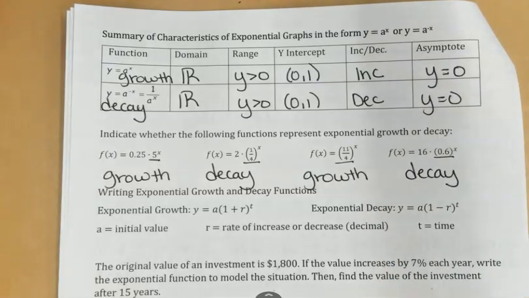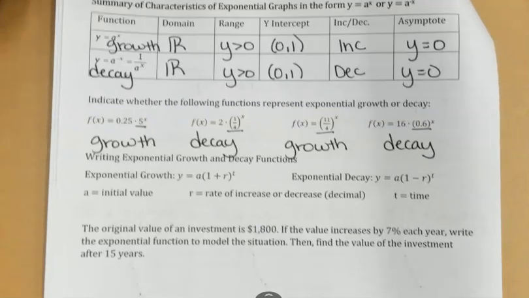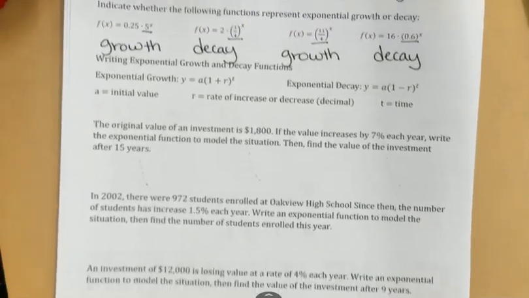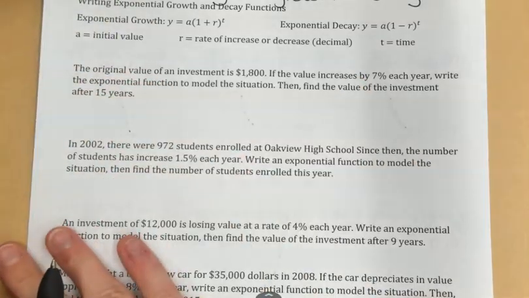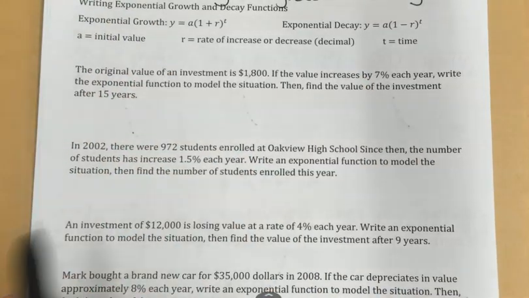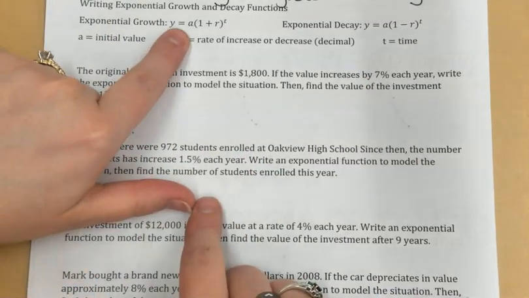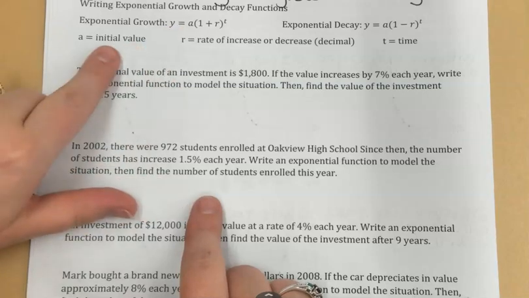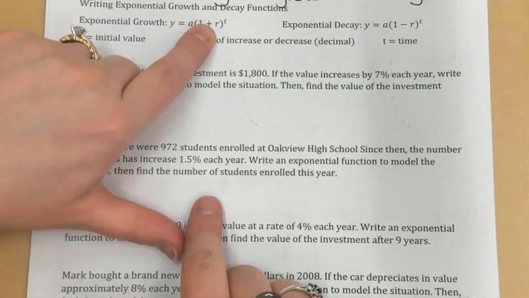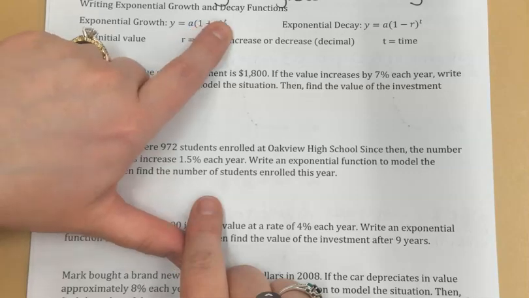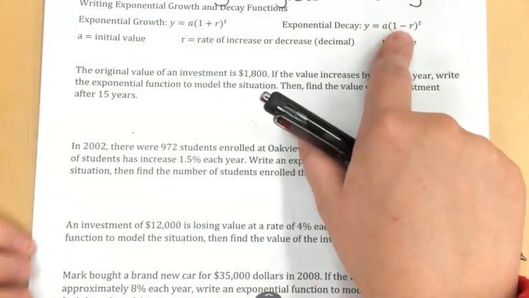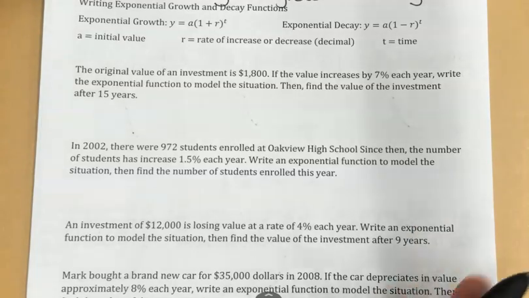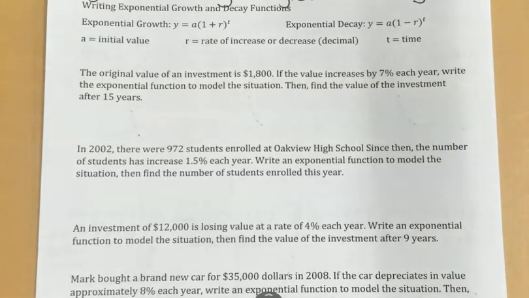So now how do you write and solve your own exponential growth and decay functions? Well, you've got really one formula that you kind of alter depending on whether you are growing or decaying. Your function is going to be a, your initial value, times 1 plus your rate of increase if you're increasing, to the t power, where t is time. And if it's decay, it's the same except you're going to do 1 minus that rate of decrease. So let's look at a few examples of that.